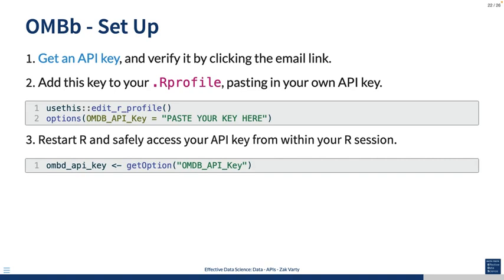Don't just copy and paste this dummy string. Once we've done that, we can save the R profile with our 2 API keys saved in it now. Restart R so that these get loaded into our environment variables, and safely access our API key from within the R session. To do this, we use getOption once more, and we pass it the OMDB API key. Here we're going to store it in an object that has the same name but is all in lowercase.